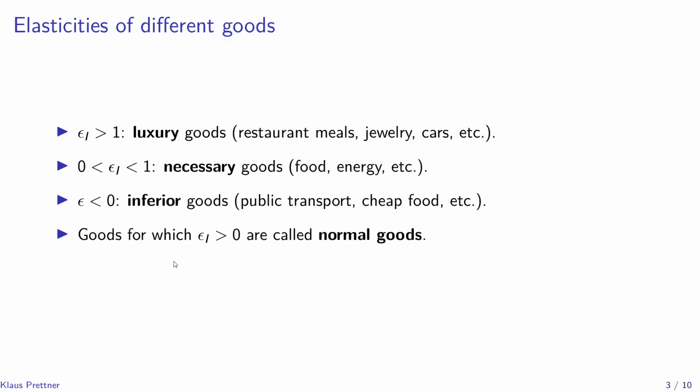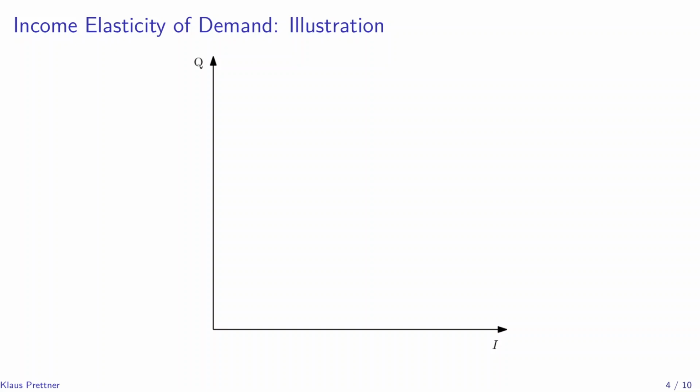And all the goods for which the income elasticity of demand is greater than 0 are called normal goods. So luxury goods and necessary goods would both be normal goods, but not inferior goods. Now we can also illustrate this graphically. So here we would have the quantity demanded on the vertical axis, and here income on the horizontal axis.